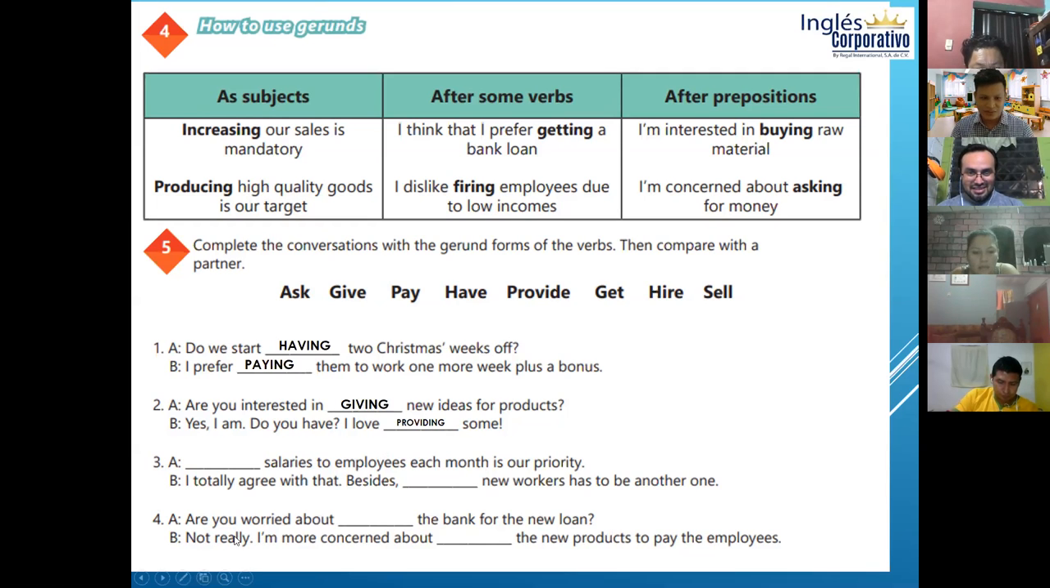Okay. Let's see. Rodrigo. Ready? Okay. Number three. He says. Paying salary to employees. Okay, but we use paid already. No, ya está. Ya lo utilizamos. Getting. Okay, okay. Rodrigo, do you agree with Fabricio? Getting, yes. Yeah, sure, really good. Getting salaries to employees each month is our priority, right? Eso es lo más genial de las empresas. La prioridad de ellos es pagarnos. Okay, we're gonna continue with the answer of this.